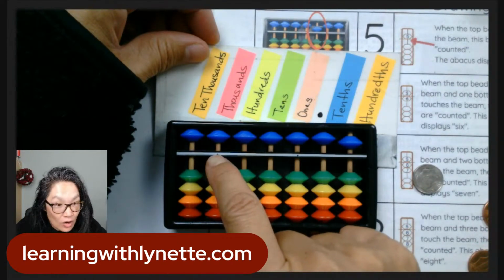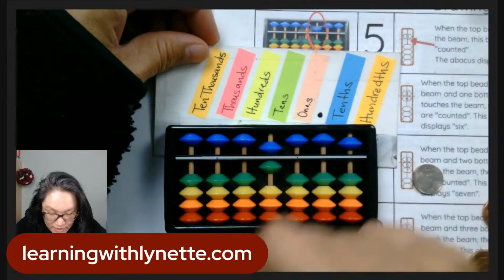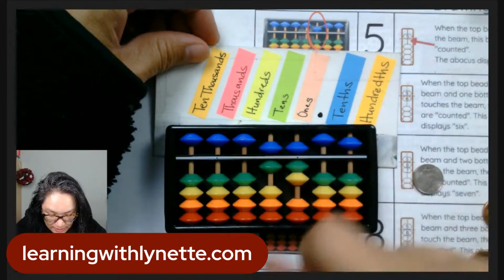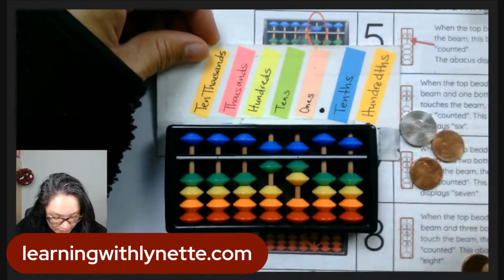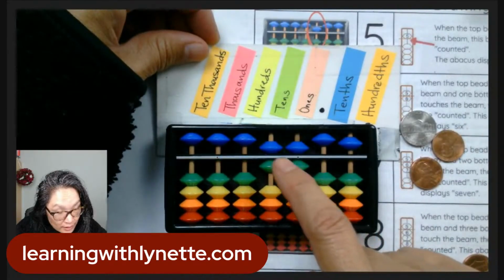Raven, 6, 7. So 6, that's 60, and then this is 7. How do I know? Because I have 5, right? 5, 6, 7. That's what 7 looks like. 5, 6, 7, and then we have 6, 5, 6.